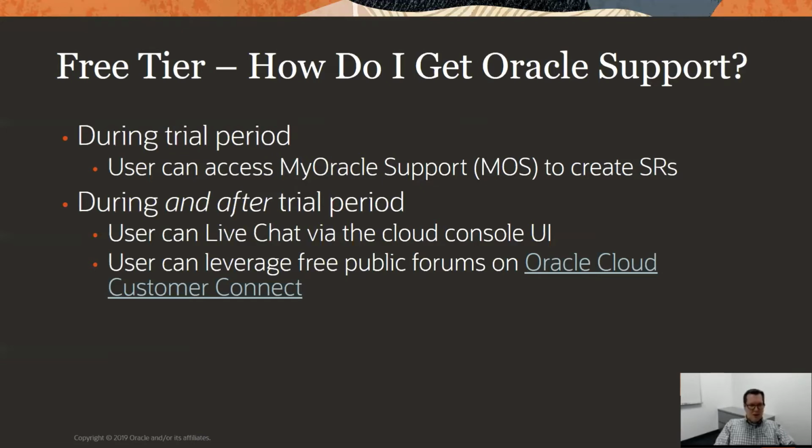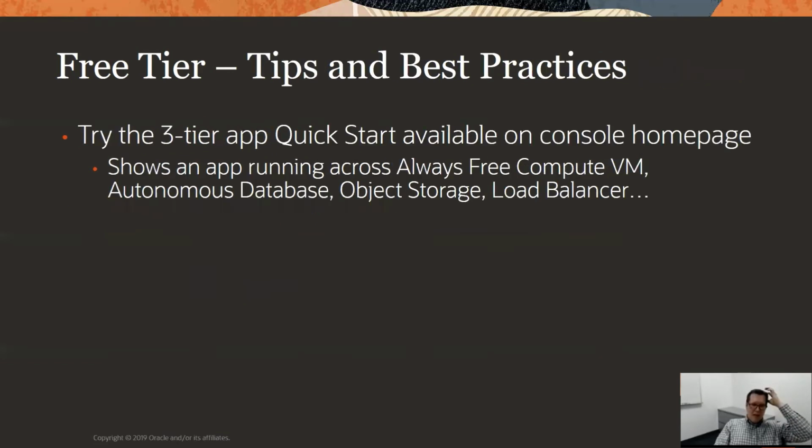So you do have means to get questions answered even when you're in the exclusively always free state. Tips and best practices. Take a look at our 3-tier app. On the console homepage, there's a 3-tier app that will deploy into VMs, autonomous database, object storage, and load balancer. It consumes a whole bunch of stuff. You can easily delete instances and back out of it, but it shows you a nice orchestrated app running across lots of free resources.